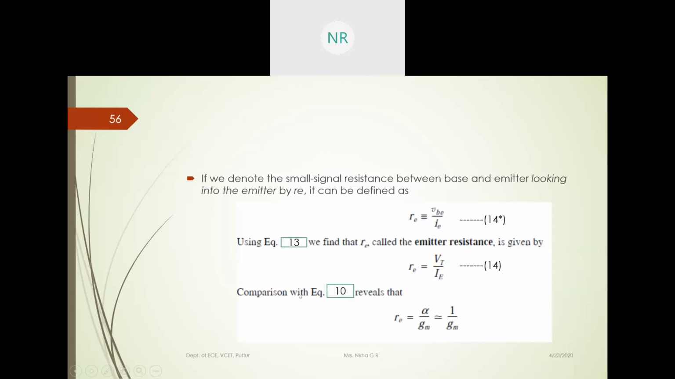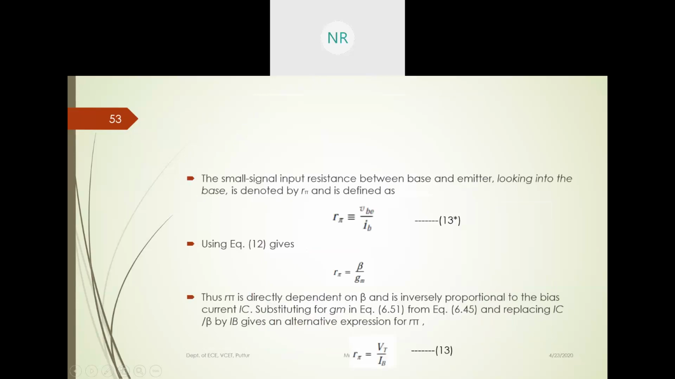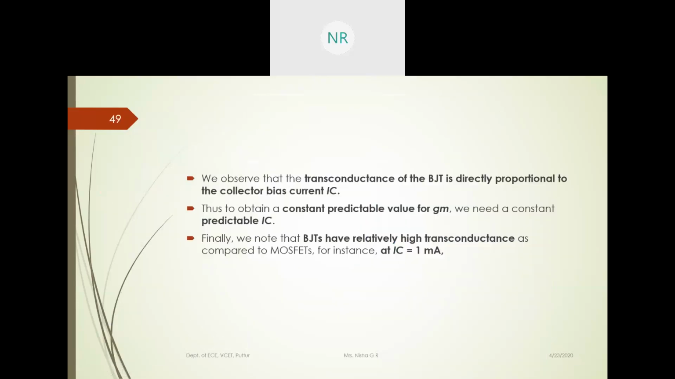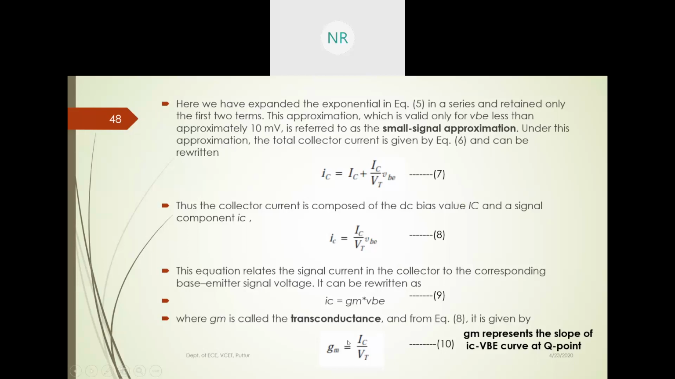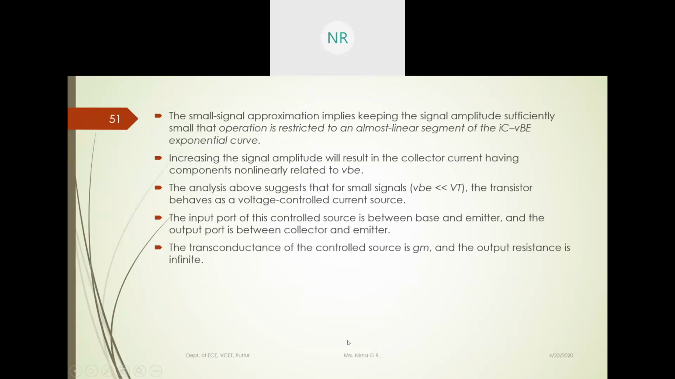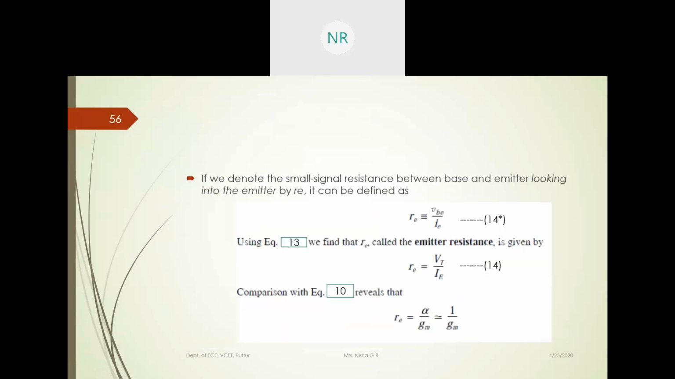Now when you compare this equation with equation 10, it reveals that RE is 1 over gm. When you compare this equation with your initial transconductance equation, IC by VT, you can write RE as 1 over the transconductance, that is, the inverse of the transconductance.